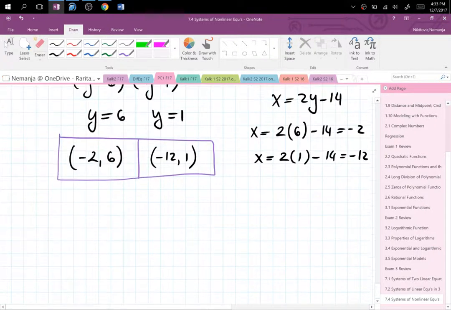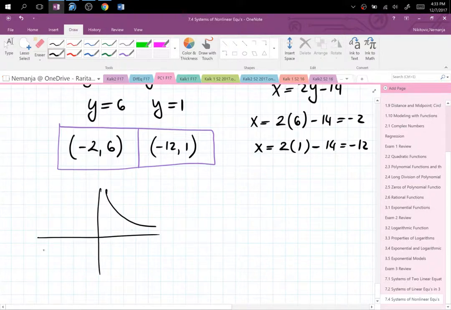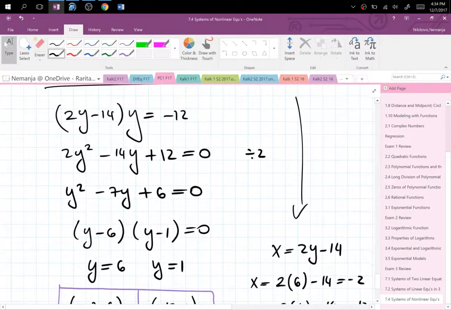Now, what type of functions are these? This is 1 over x, which graphs this way, and then a linear line, which, let's say, goes like this, whatever. What is it?